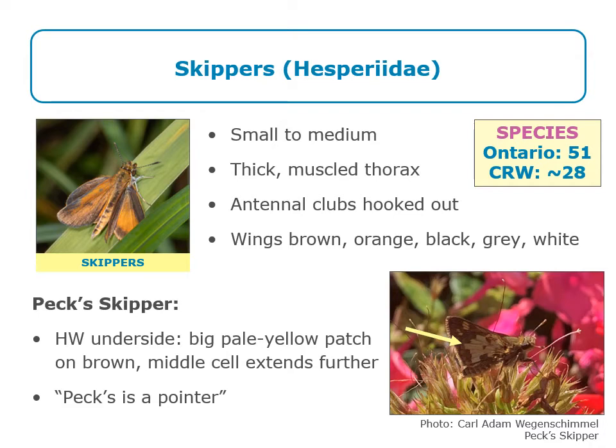And the way to identify it, on the underside, it's a brown butterfly. On the underside, it's got these pale yellow patches. And in the middle cell, it pokes out further. So you see there's this big pale yellow patch, and then that middle bit where the arrow is pointing, it sticks out further towards the wing margin. And the way you can remember this is by saying Peck is a pointer. And so you will probably see some peck skippers this summer. I hope so.